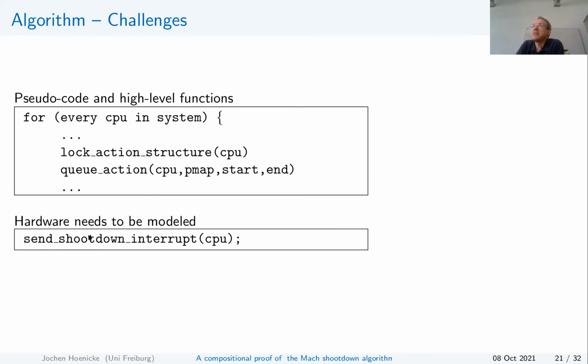Next challenges are that the code is incomplete because it doesn't contain the code for the hardware. So in the code, there's a send shoot down interrupt, and this will, of course, change the behavior of the other processors in some way. And this is not given in the pseudocode. So we somehow have to also model the hardware. And the last point is there is no specification. So we have to come up with a specification.